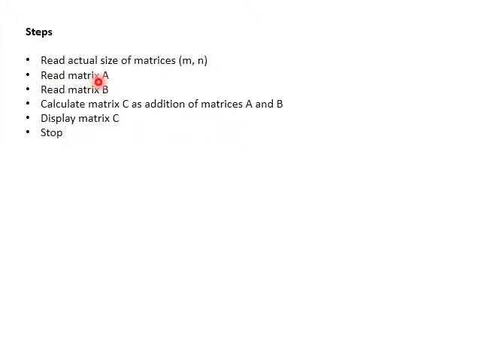Then we'll have to read the first matrix. Let's say we'll read row wise. Then we'll read the second matrix, again row wise, and then using the values in matrices A and B, we'll calculate matrix C, which is the addition of matrices A and B. The next step will be displaying matrix C, and then we'll stop.